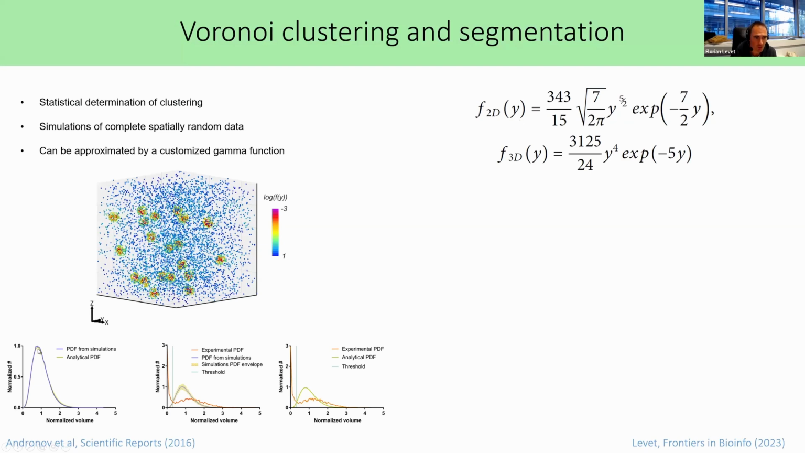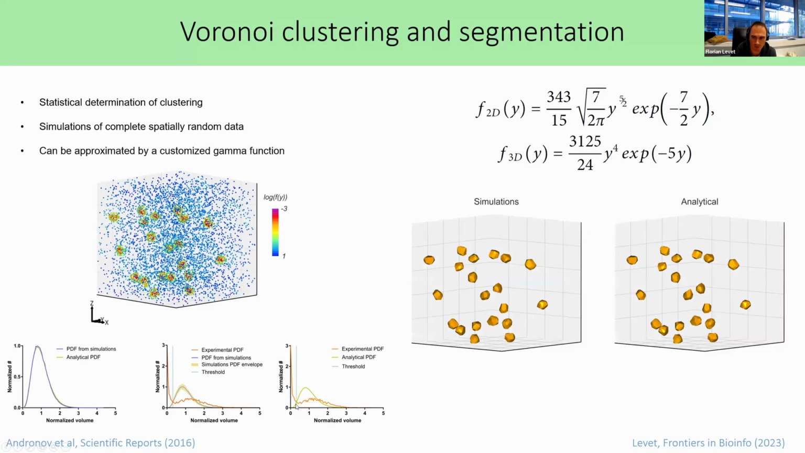compute the distribution, so an analytical distribution of your volume of your Voronoi cell, and you can see that it's very similar to the one that you will get through simulation. So now you are able to really apply your experimental data, your analytical function, find where they cross, and do the segmentation of the clusters. And here you can see the same segmentation, but with the simulation, and they are pretty much exactly similar.